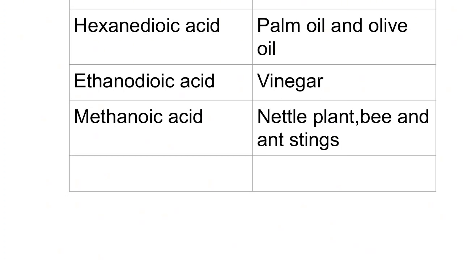Then we have methanoic acid, which is found in stinging nettle. You know that plant called stinging nettle, whereby if it touches your skin, it really hurts and itches. So that one contains methanoic acid, together with the stings from bees and ants. All those stings contain methanoic acid, and it's the one which makes one feel so itchy and pain when they're in contact with such methanoic acid from the bee stings, ant stings, and even the stinging nettle.